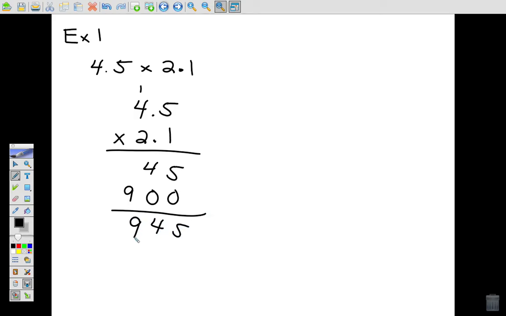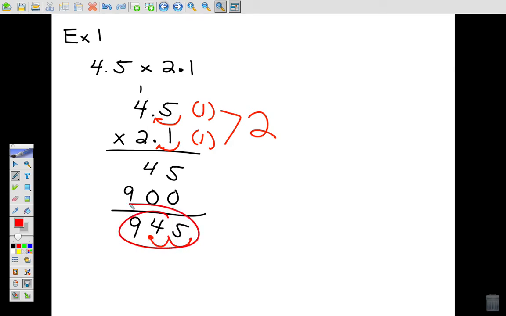Now is where we talk about how we place the decimal point. From the right, the decimal was moved one place there. Now let's look at the other number. From the right, it was moved one place. So it was moved a total of 2 times, 1 plus 1 being 2. So we go down to our answer, and we start on the right, and we move the decimal point 2 places. So my answer is 9.45.